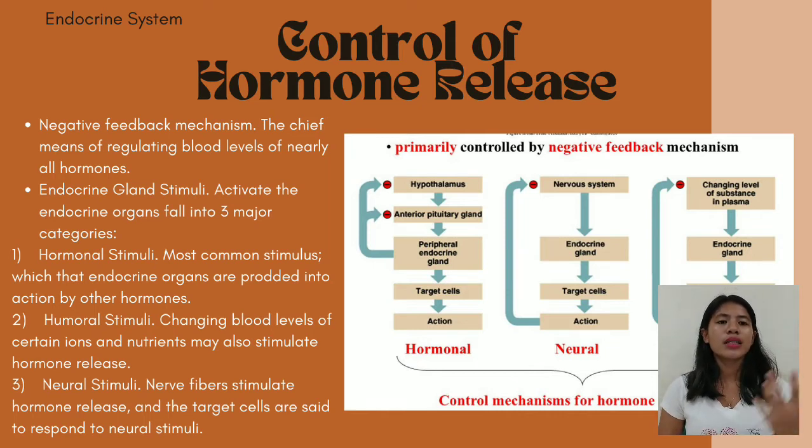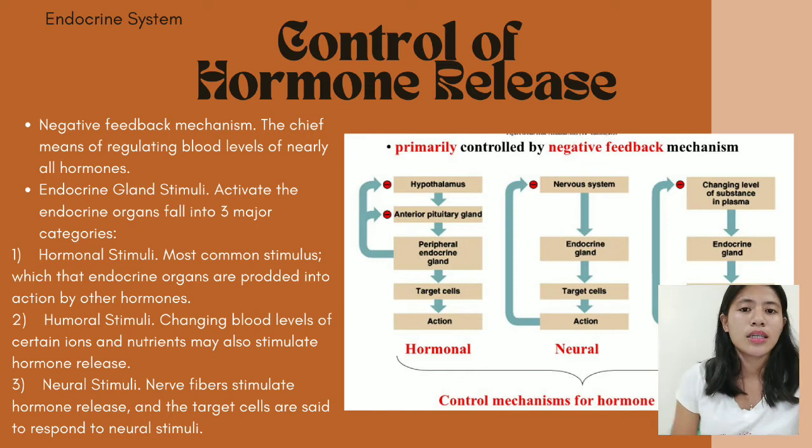So the stimuli that activate the endocrine gland organs fall into three major categories. So we have endocrine gland stimuli, which has three. The three are hormonal stimuli, humoral stimuli, and neural stimuli. And the hormonal stimuli refers to the release of a hormone in response to another hormone. So a number of endocrine glands release hormones when stimulated by hormones released by other endocrine glands. So this hormonal stimuli refers to the release of a hormone in response to another hormone. So we have here the hormonal process.